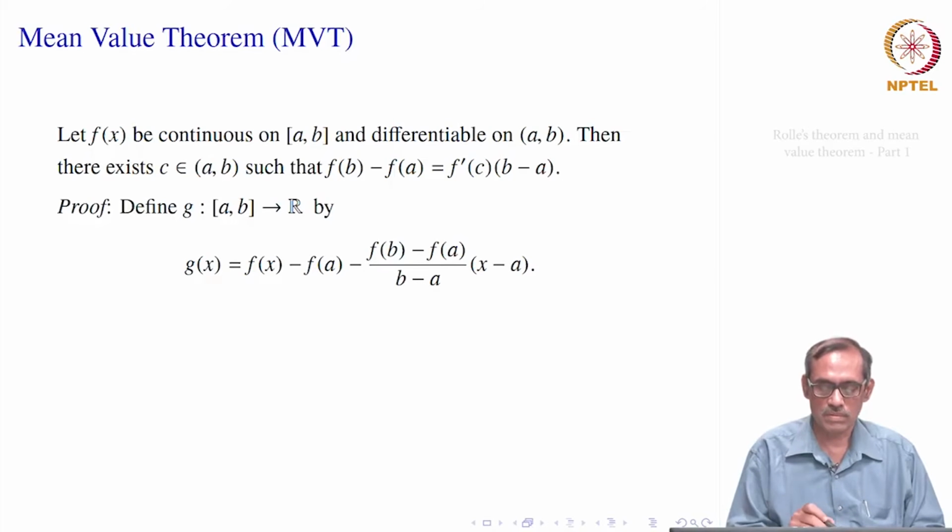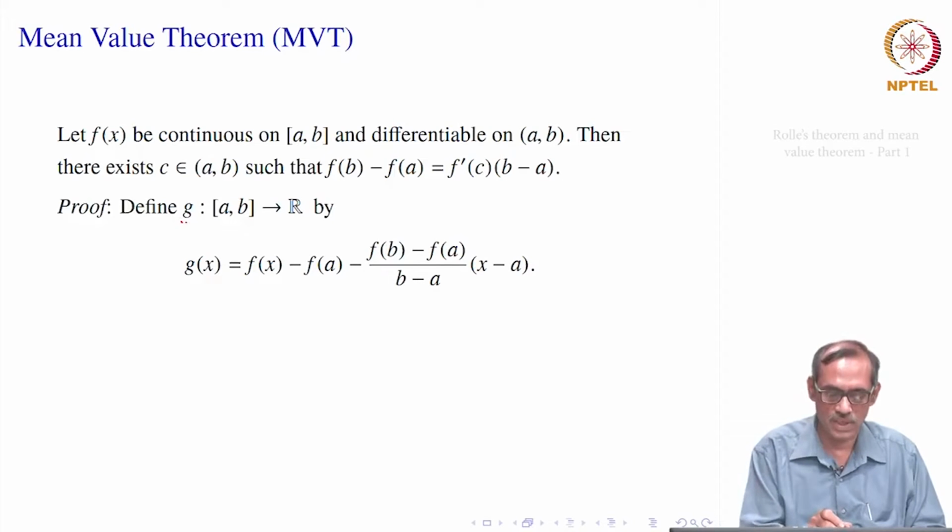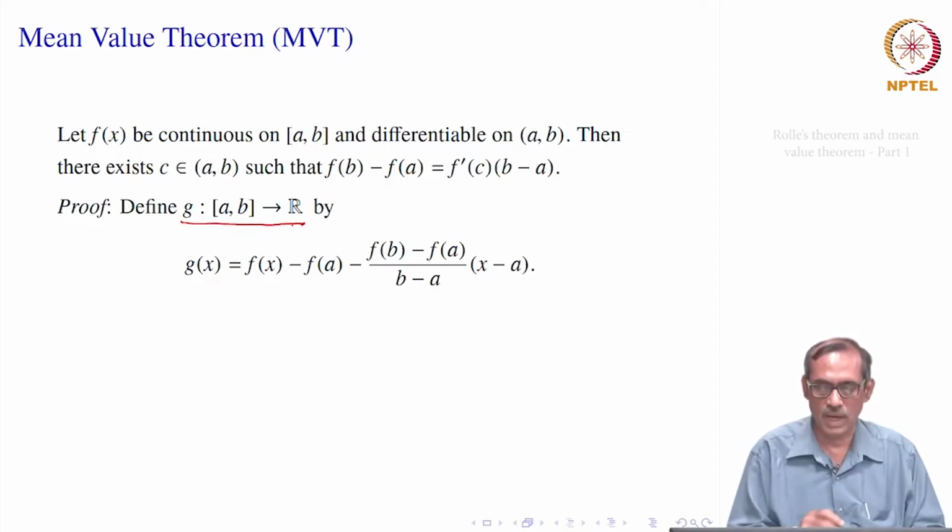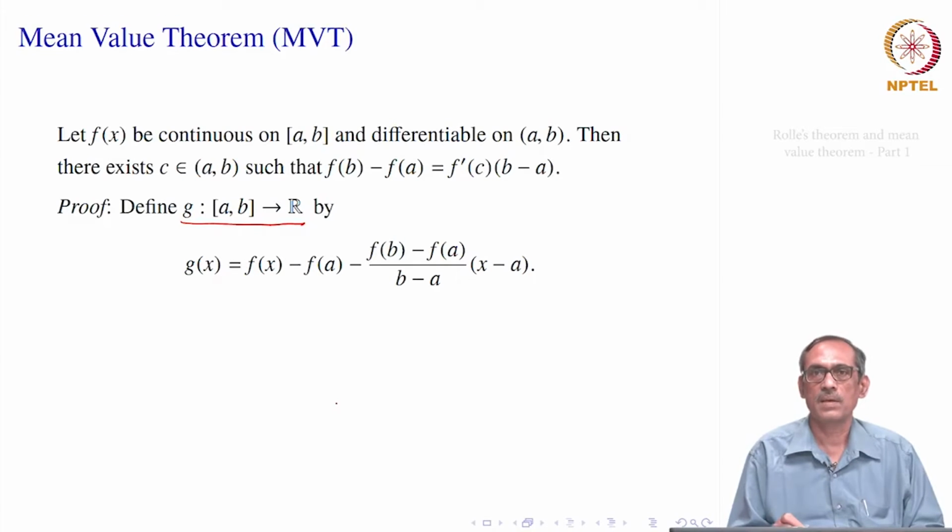So, what do we do? We define a new function g on the closed interval [a, b] to R by g(x) equal to f(x) minus f(a) minus ((f(b) minus f(a)) divided by (b minus a)) times (x minus a). Suppose we define this function. This is well defined, you see, because we assumed that a is less than b.